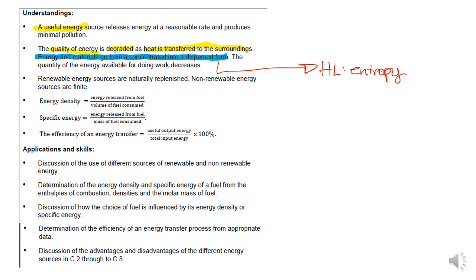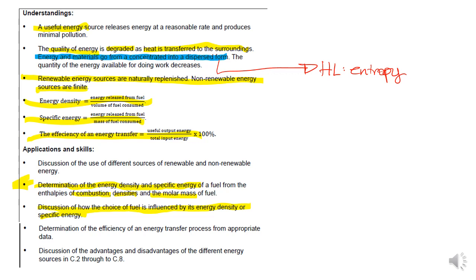We've then got, I need my yellow back. We've talked about renewable versus non-renewable. We've talked about energy density, specific energy, and efficiency. We've talked about calculating the energy density and specific energy from the enthalpy of combustion, the density, and the molar mass. We've done that one. We've talked about how we choose fuels, and we discussed the efficiency, but we didn't actually determine it. I might leave that till next presentation.